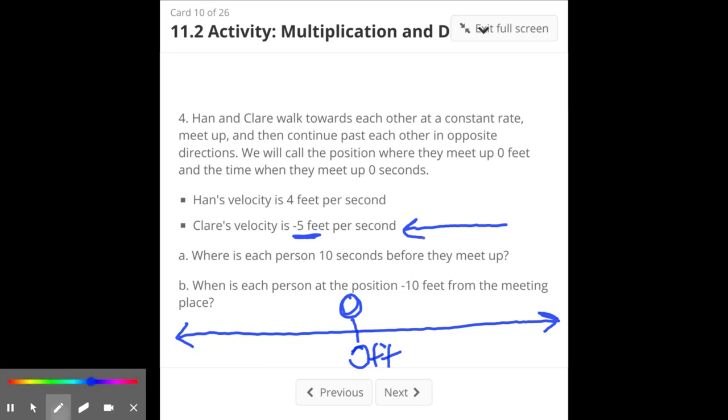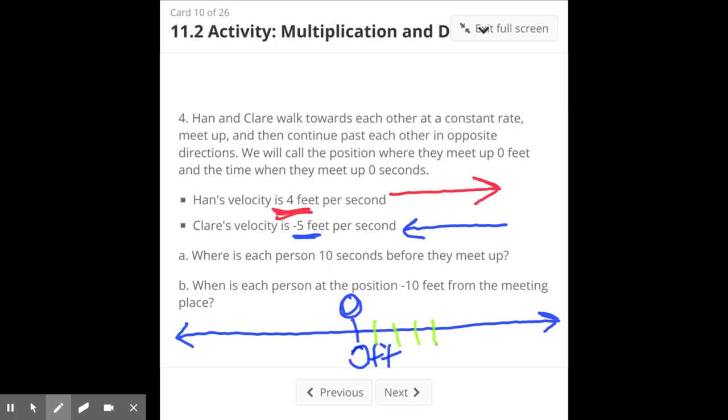Han has a positive velocity, so he is going from west to east. All right, so let's go back to our number line, and we will start with Claire. So if Claire is going to be 10 seconds before they meet up, and she goes -5 feet per second, I'm basically just going to put in these 10 seconds.